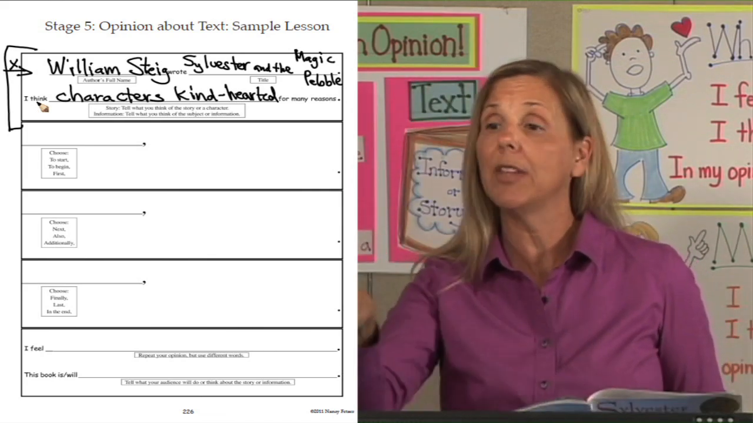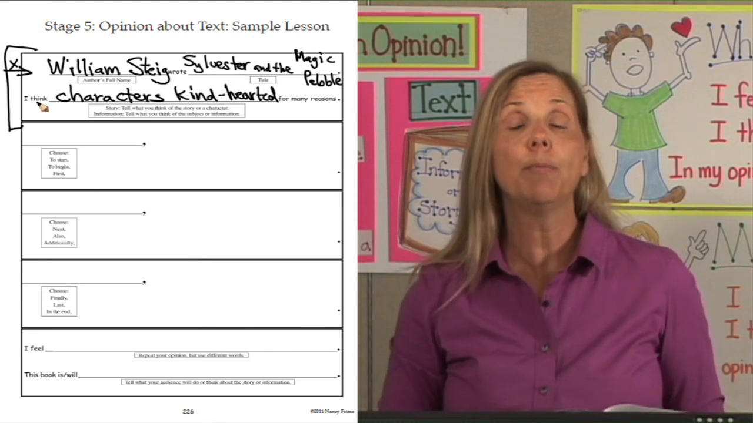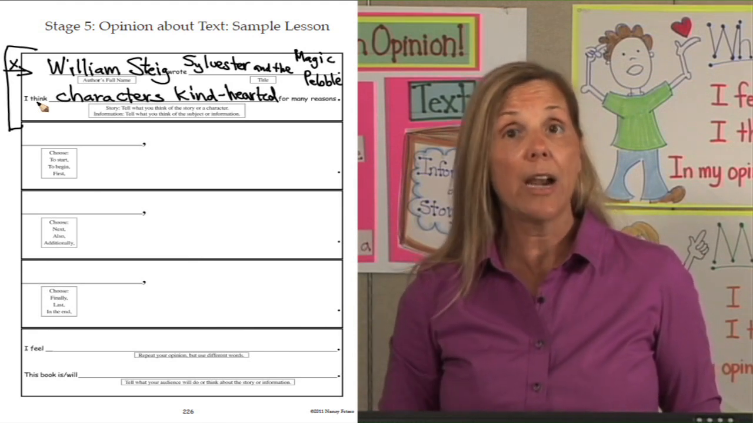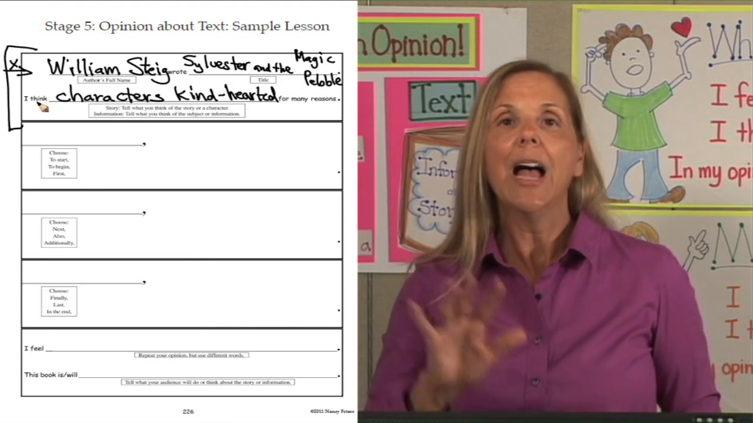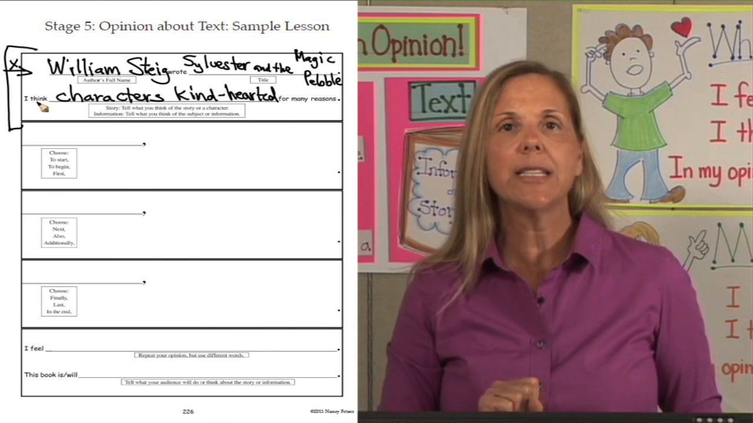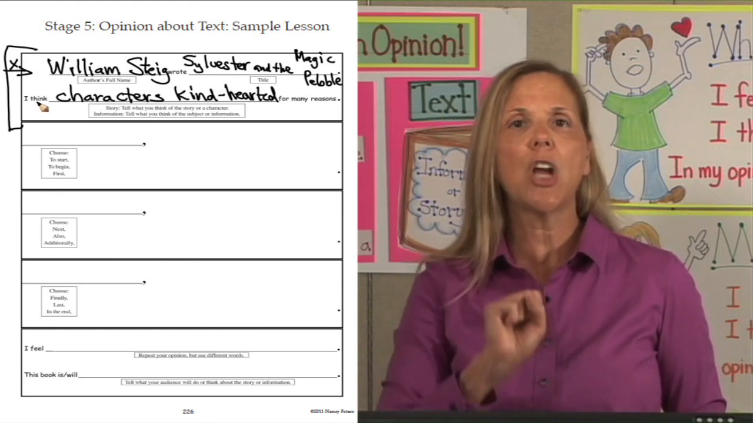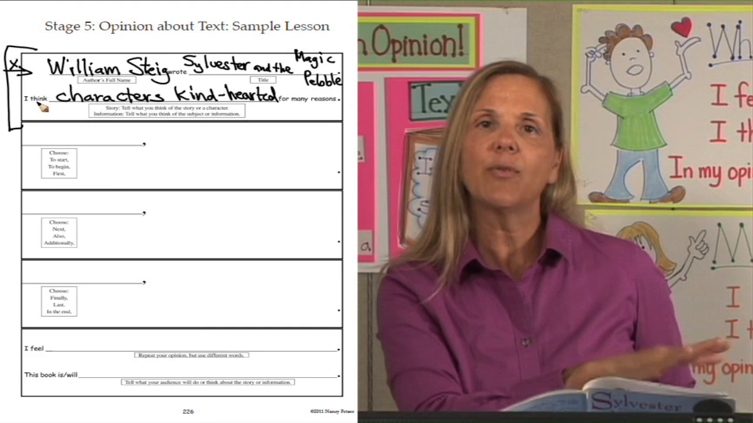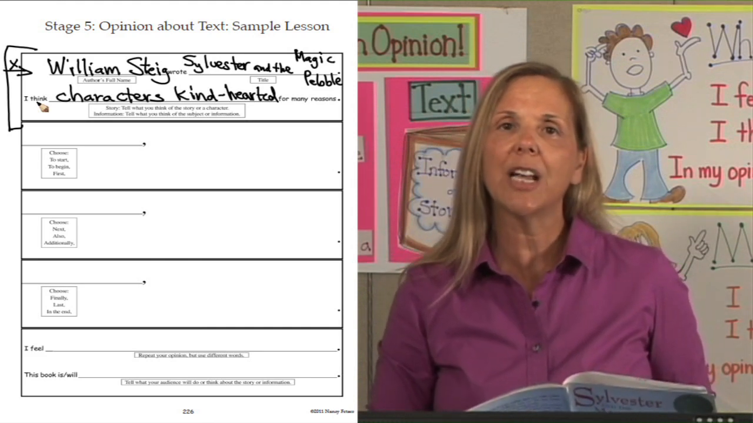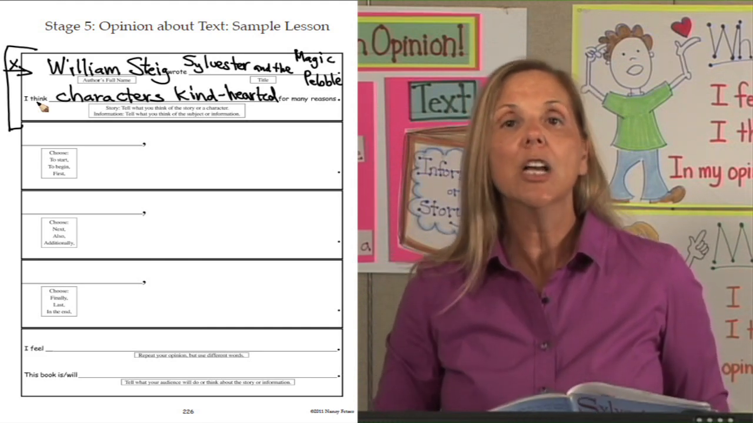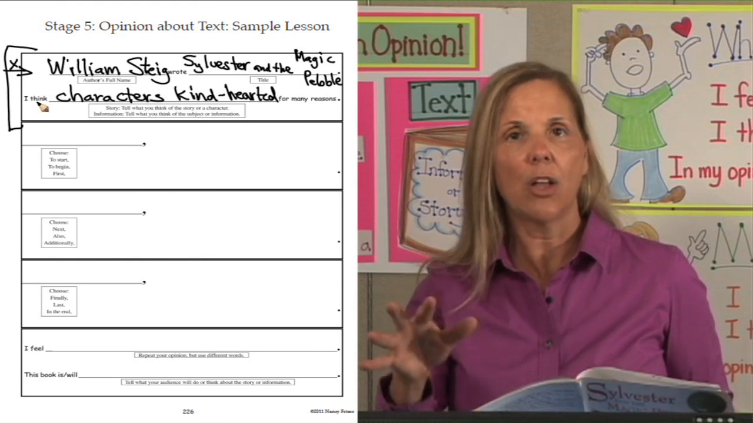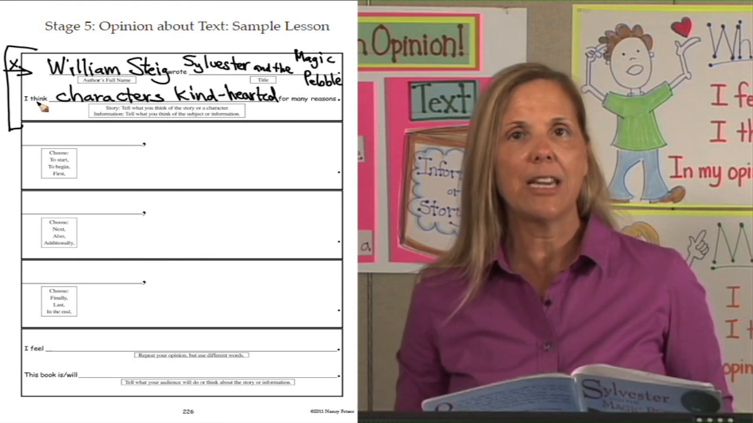I'm walking around, and the kids at their tables are flipping through the book to find different places where the character was kind-hearted. Then I will stop the class and I may say something like, boys and girls, everyone stop. This group over here has found a page where a character is kind-hearted. Everybody go to that page. So we tell them the page number and they all go to that page.